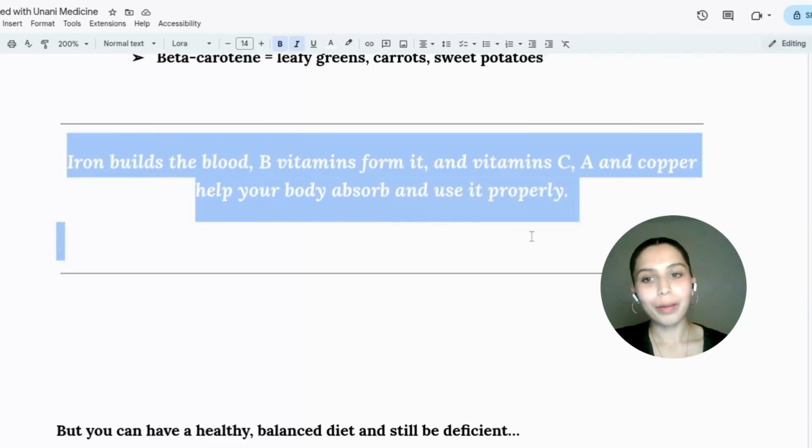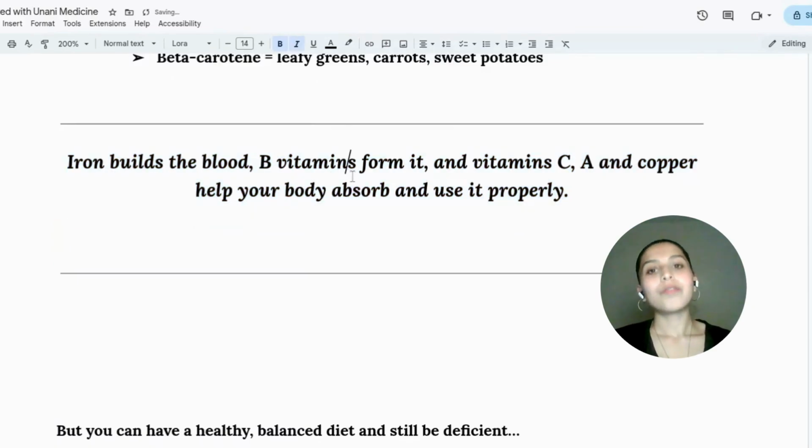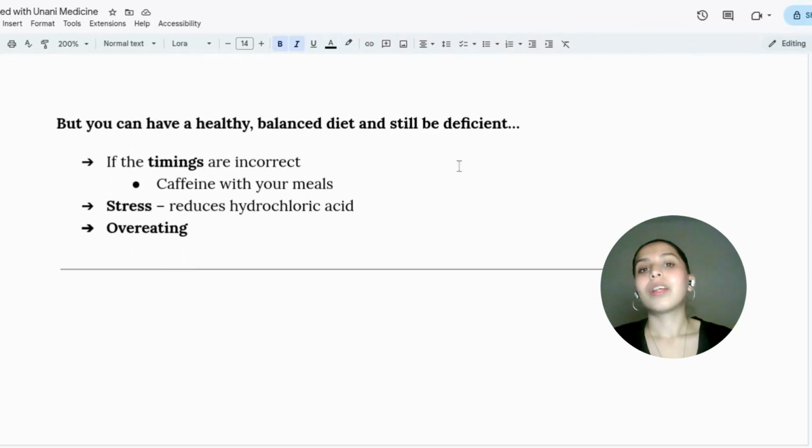So, just to recap, iron is what builds the blood. The B vitamins are what help form beautiful red blood cells. Vitamins C, A, and copper are what help the body absorb and use it properly. Okay, so you can have a very, very balanced diet and still be deficient, like we said earlier, if there are other issues with the absorbability, and this usually comes from poor habits.